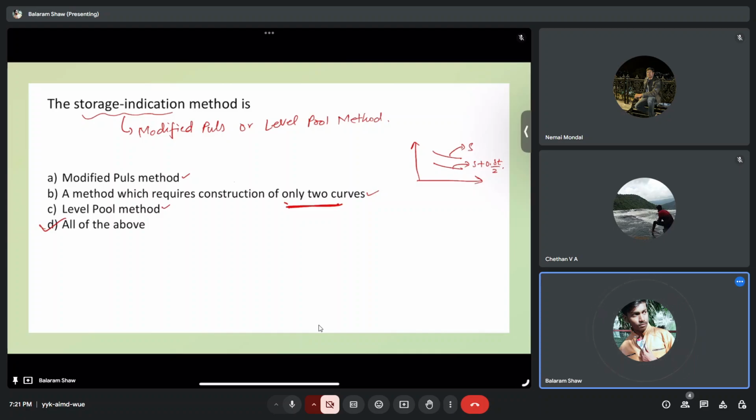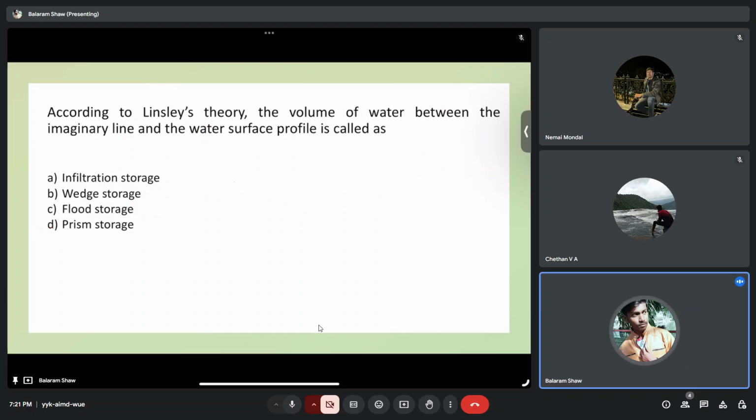Okay. Next, we'll move to the next question. According to Lindsley's theory, the volume of water between the imaginary line and the water surface profile is called as. You have seen that, right? Any guesses? Guesses are not required anyway because we have just seen that. So the volume of water between the imaginary line and the water surface profile is called the wedge storage, right? So the correct answer will be B.